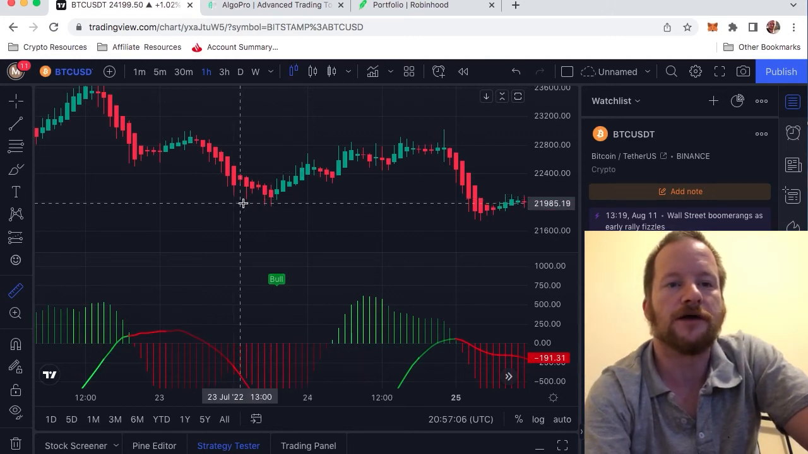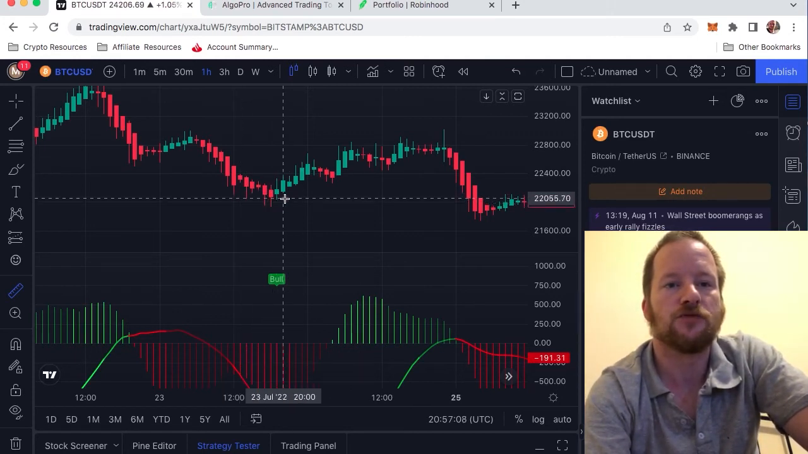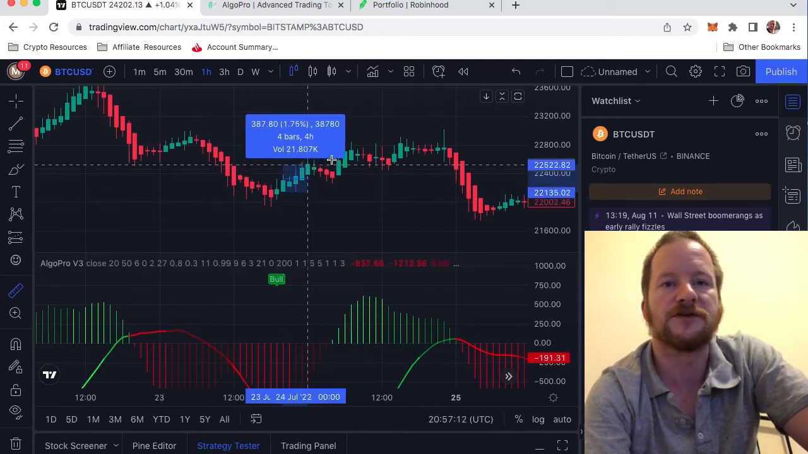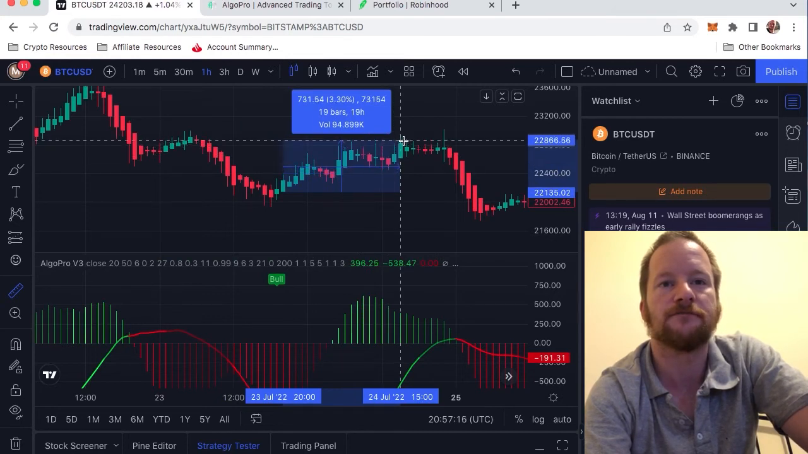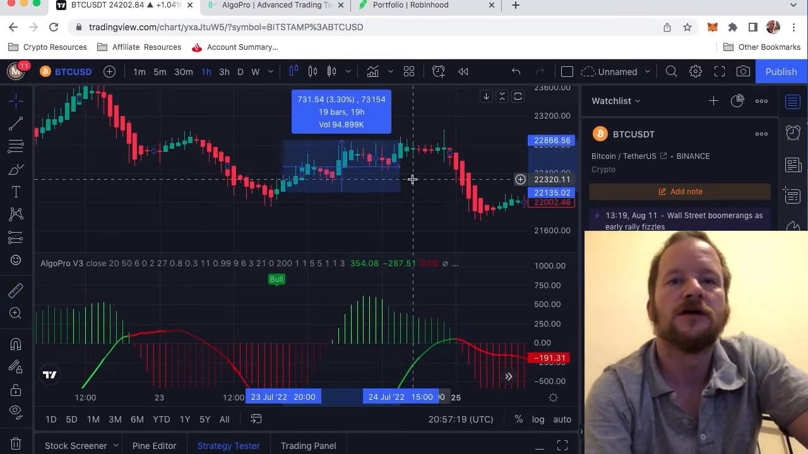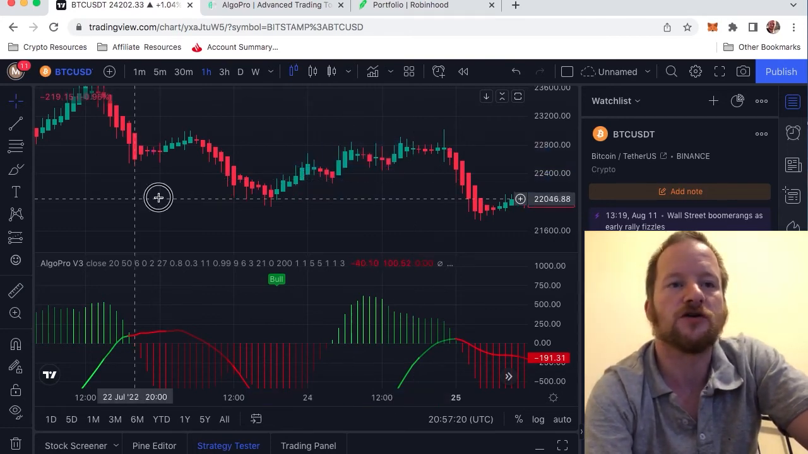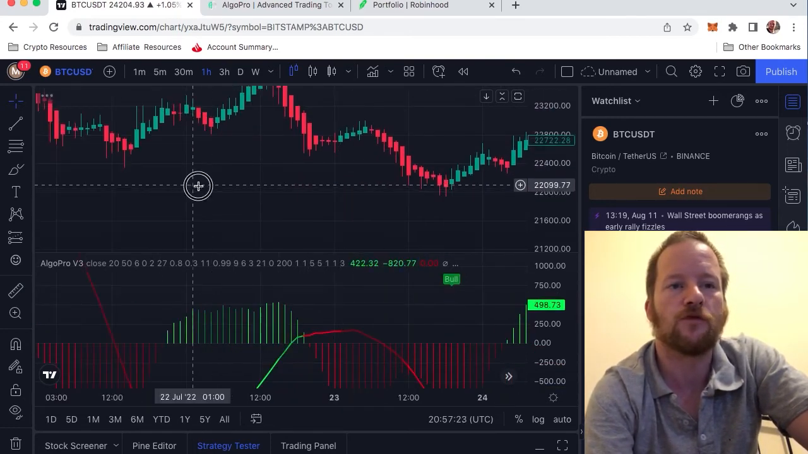So light red. We would buy right around here, and we would sell right up here. So this one is a 3%, not much, but 3% in 19 hours. Let's look at one more example.